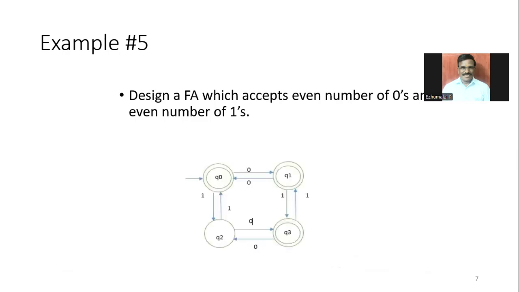Let us see that. This goes from Q0 to Q1. If we give 0, 0, the first 0 goes to Q1. Again, the second 0 takes it back to Q0. So an even number of 0s is accepted.